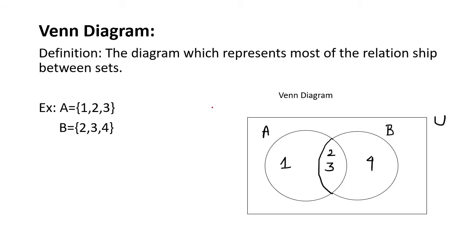Next, Venn diagram. What is a Venn diagram? The Venn diagram is a diagram which represents the relationship between sets. I have considered two sets. What is the relationship between two sets? Here you can see. You have to draw one circle, and then you have to draw another circle. You can also draw a box-like structure, no harm.